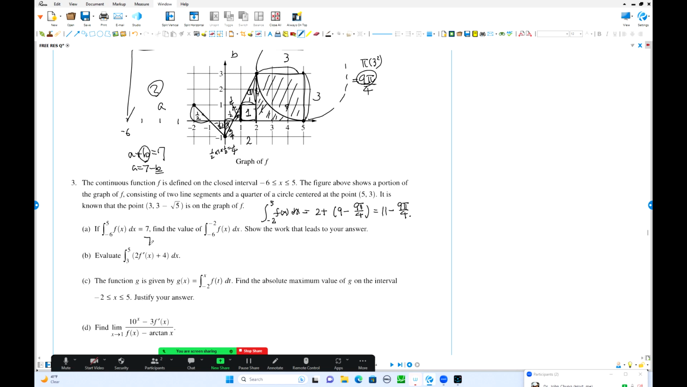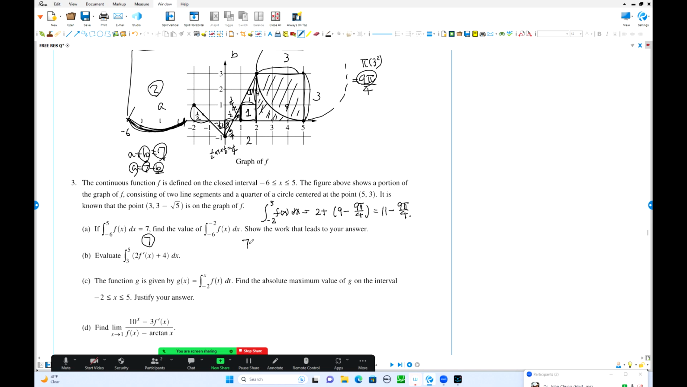Now, we take off from 7, right? Take off this area from 7, isn't it? The entire area from negative 6 to 5, all right? That is 7. This area, you take off from 7, you got what area between over here, right? We don't have anything, no information. Just so we can find the area, okay?